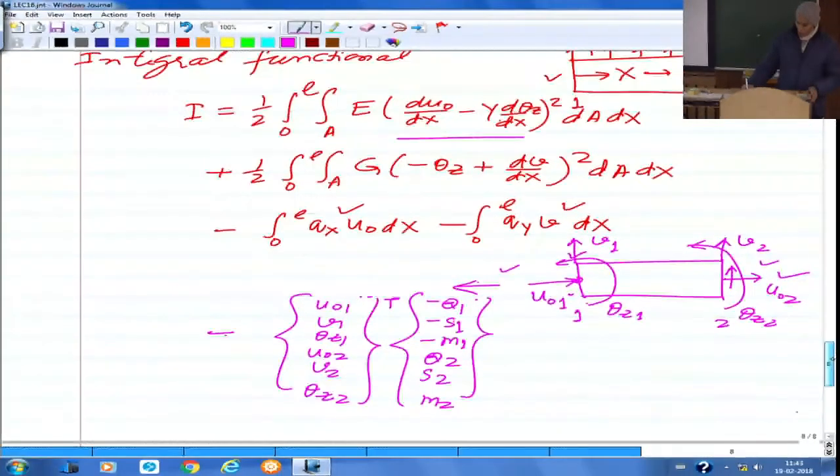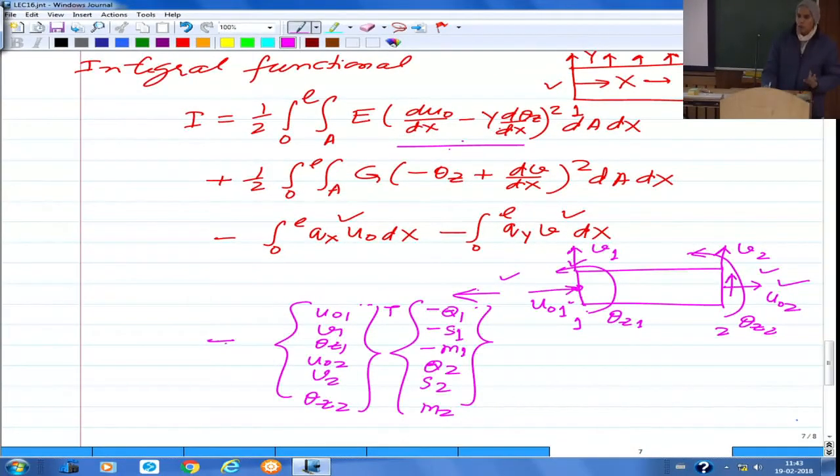Are you following from here? Now you square, this is going to give you three terms. One is going to be E into du naught by dx whole square. Since both E and du naught by dx are independent of the cross-section, the integration over the cross-section will simply give you A.